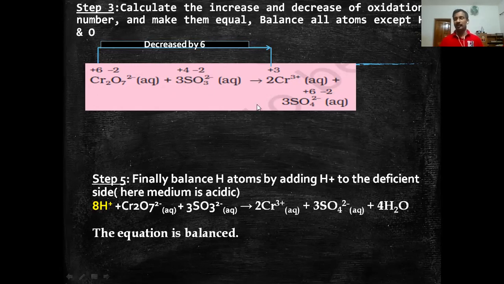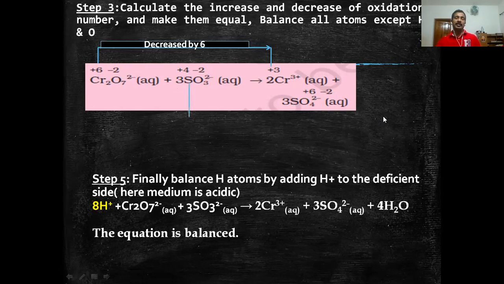Only 2 is the increase in oxidation number, but we have to make it equal to the decrease in oxidation number. So when you multiply 2 with 3, you get 6. So you have to multiply this group with 3. If there are 3 SO3 2-, there will be 3 SO4 2-. So you have to add 3 here, also here 3. Now 3 into 2 is 6.